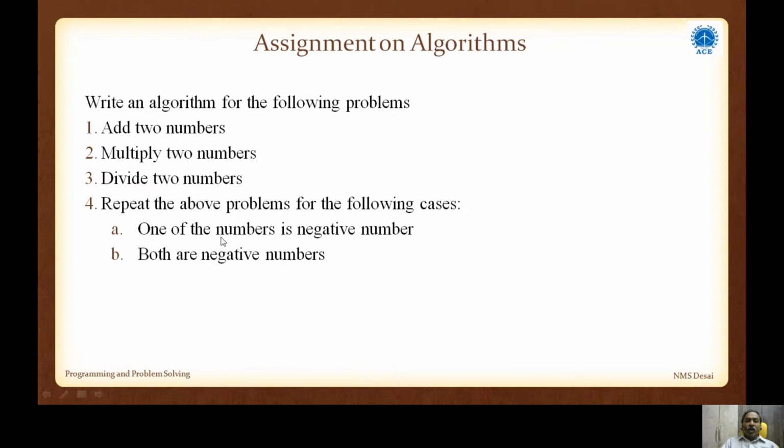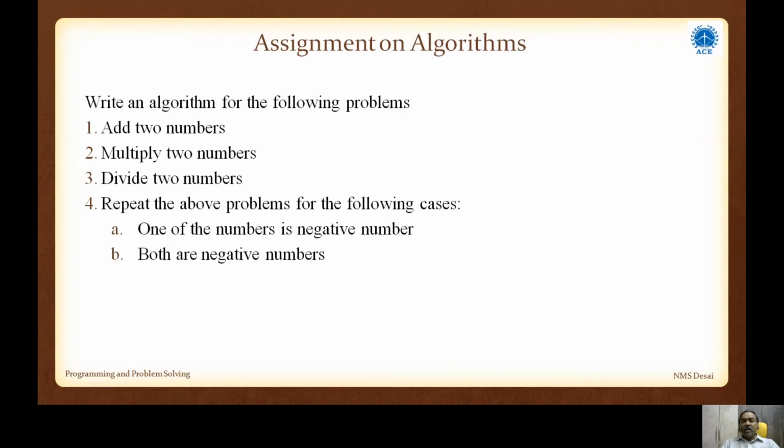What does it say? One of the numbers is negative. Both numbers are negative. In a programming language, you need not worry whether it is negative or positive. The programming language construct will take care of subtracting or adding. But from the algorithm point of view, we need to know. For A, I am going to solve next by checking whether it is greater or lesser, which one is negative. A could be negative or B could be negative.